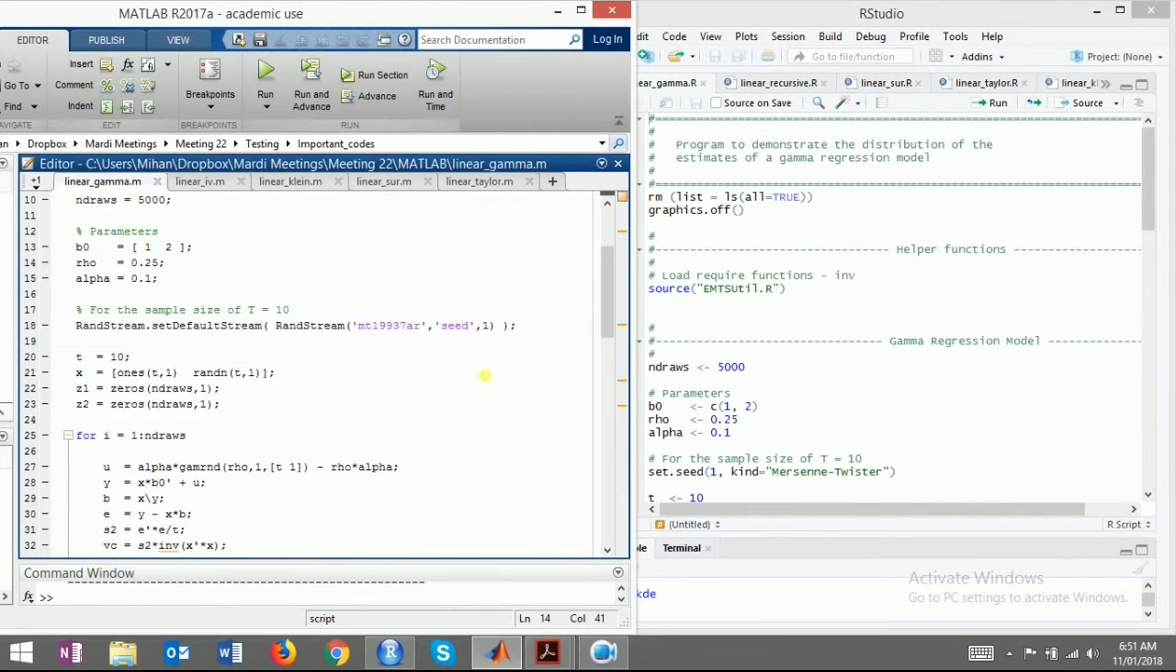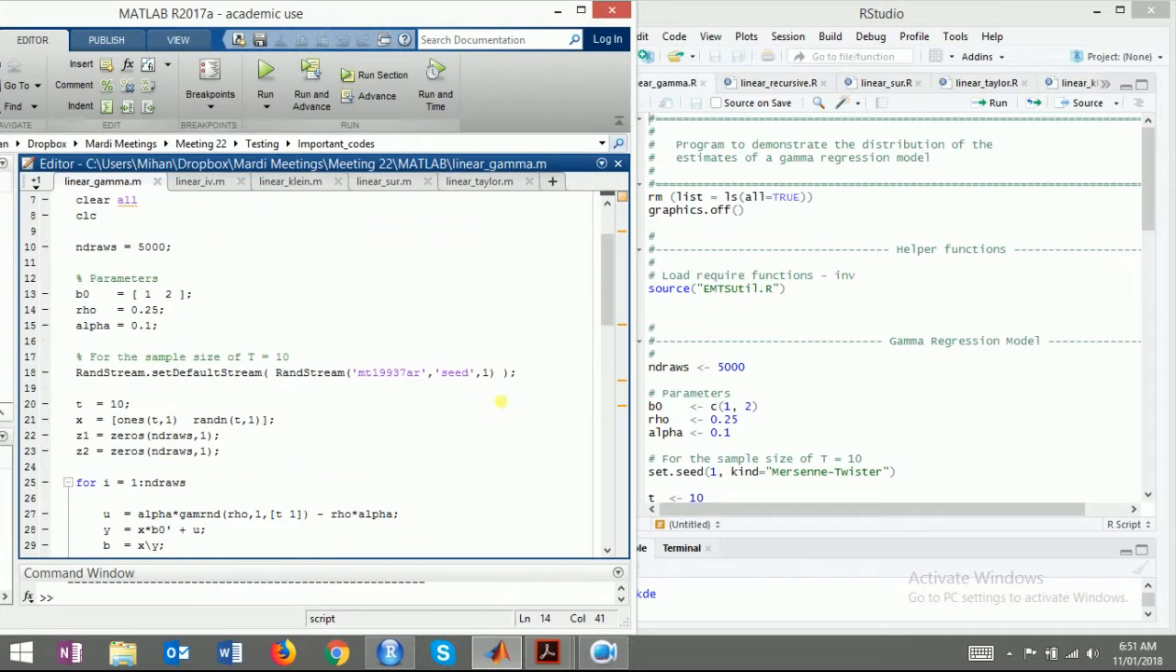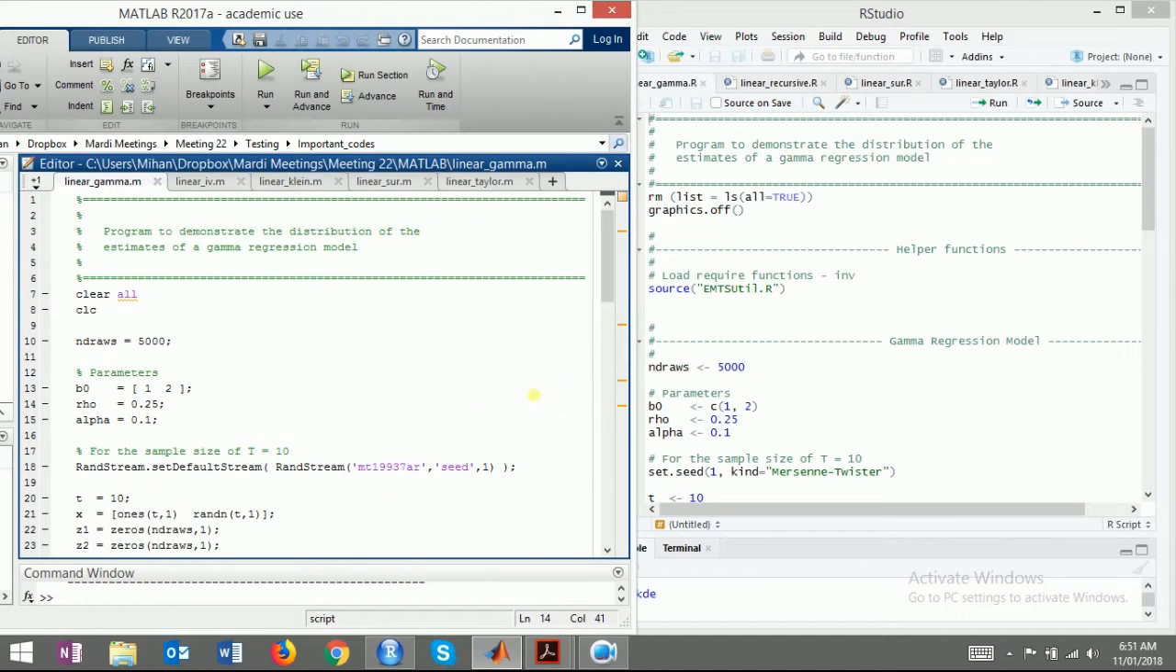Let's see. Is there any local function? No, there is no local function. So okay, we'll just go with this. First of all, number of draws is 5000, that is given to us. Before that, clear all, clc.